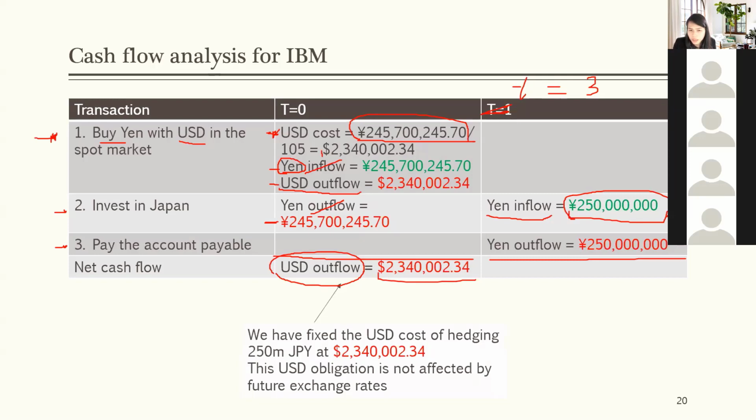So with the money market hedge, if you follow these steps, as you can see, basically you know for sure how much the strategy is going to cost you as of today, yeah? So this amount does not depend on the future movement of the exchange rate. So this is basically fixed, okay?